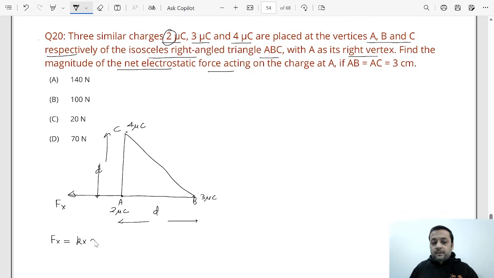So that will be K into 2 into 3 into micro, which becomes 10 to the power minus 12. Okay, k q1 q2 by distance square, so d square, and this will be in the minus i cap direction.